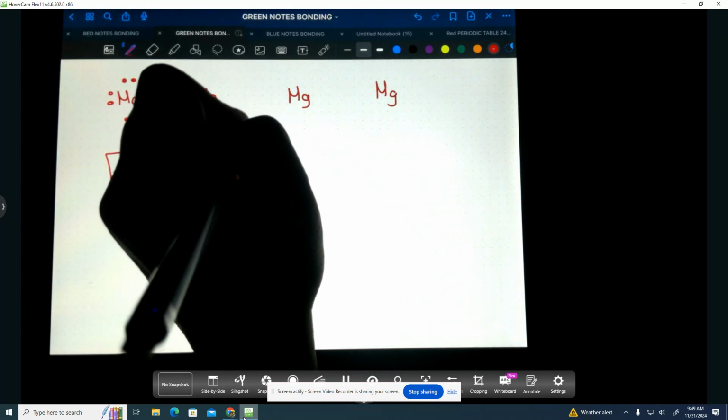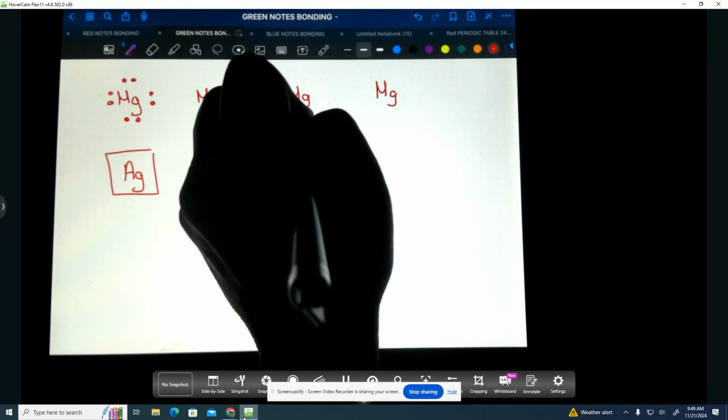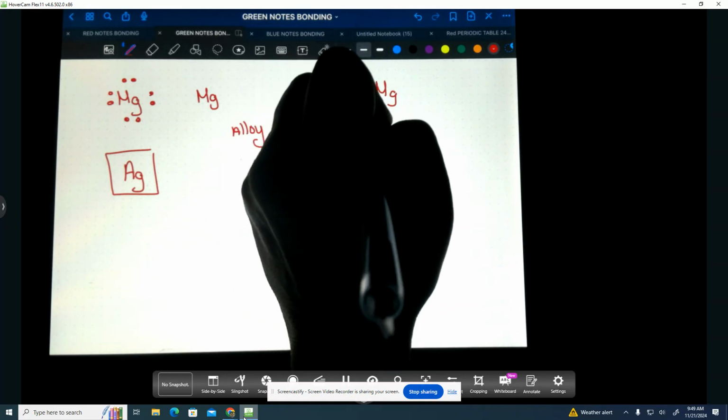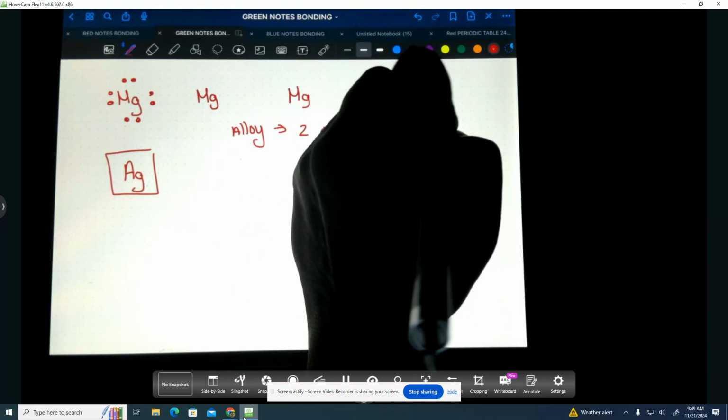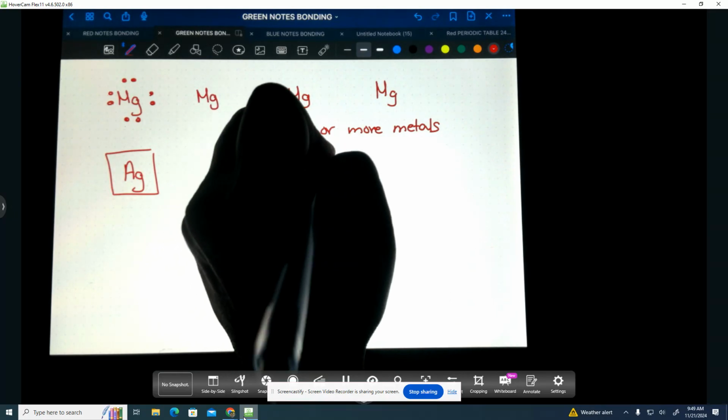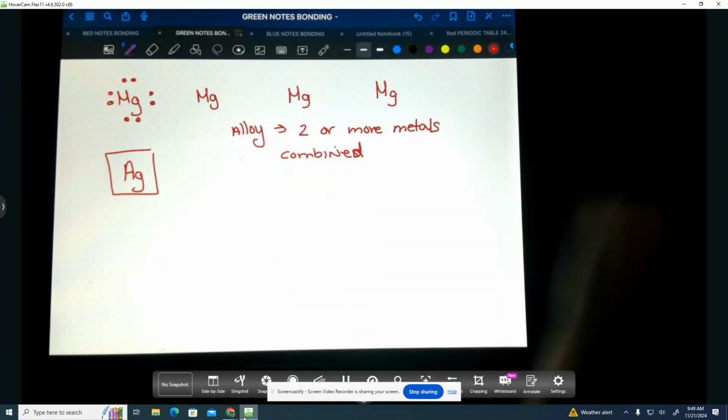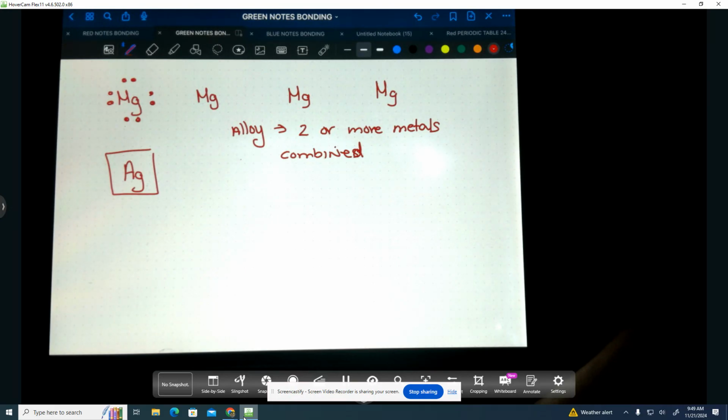That's called an alloy. An alloy is 2 or more metals combined. Like tin. I lied. Sorry. Brass is tin and copper. Brass is an alloy. It is not found on the periodic table. It is a combination of 2 metals, tin and copper. All right, any questions about metallic bonds? Because that's pretty much done.